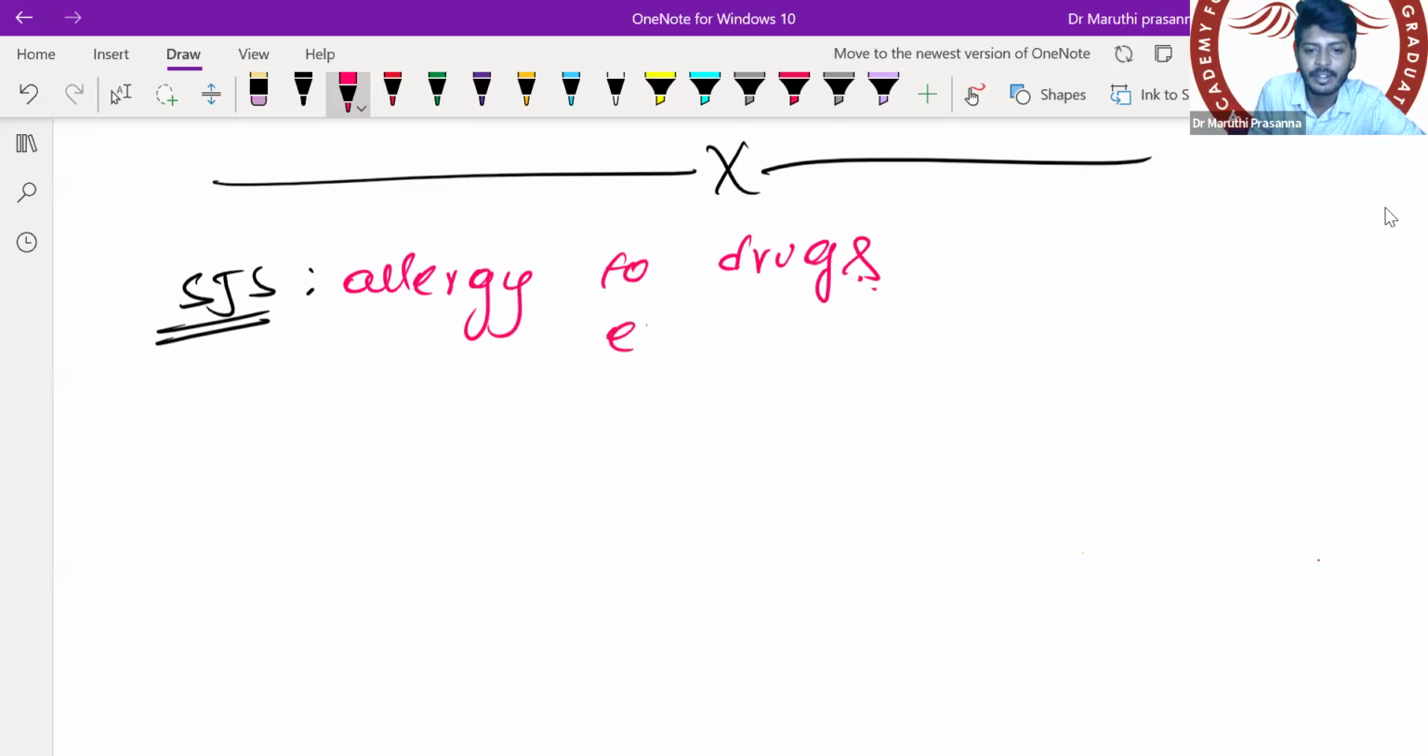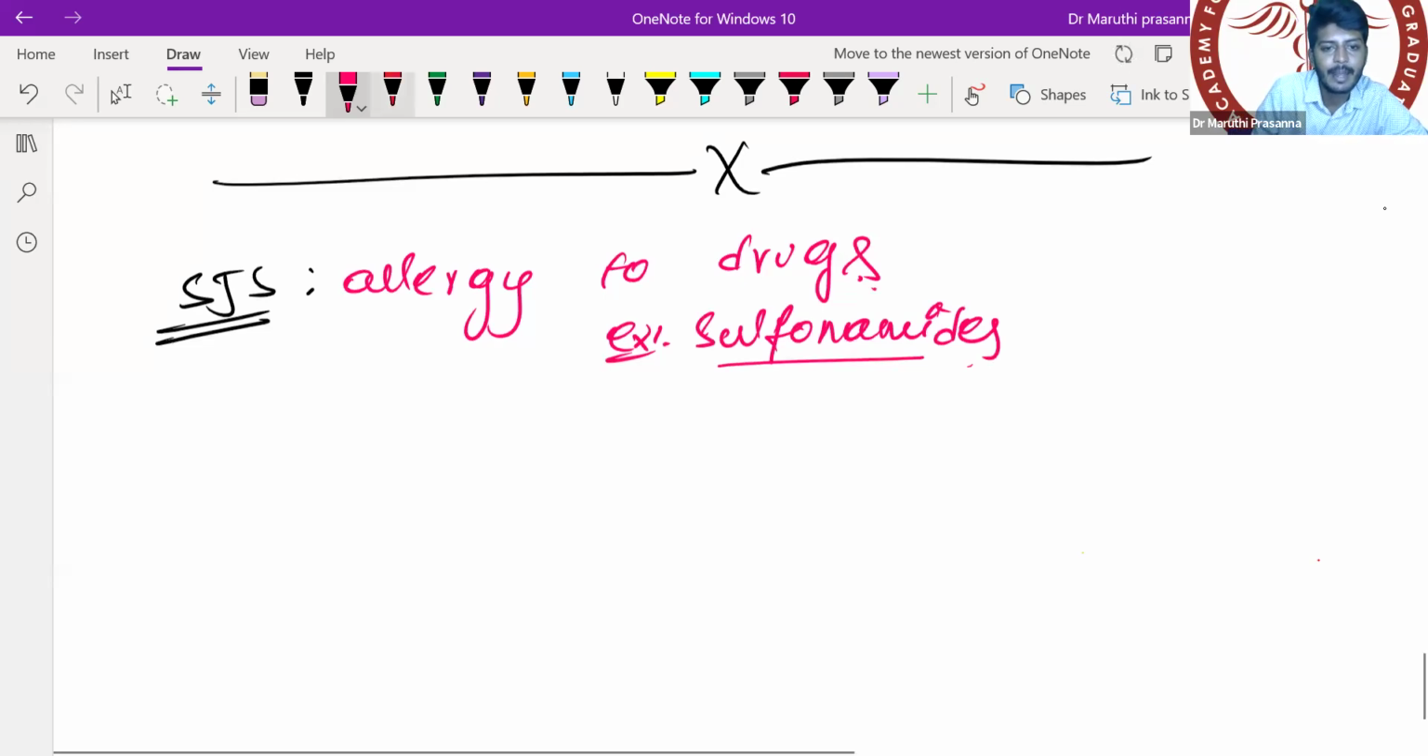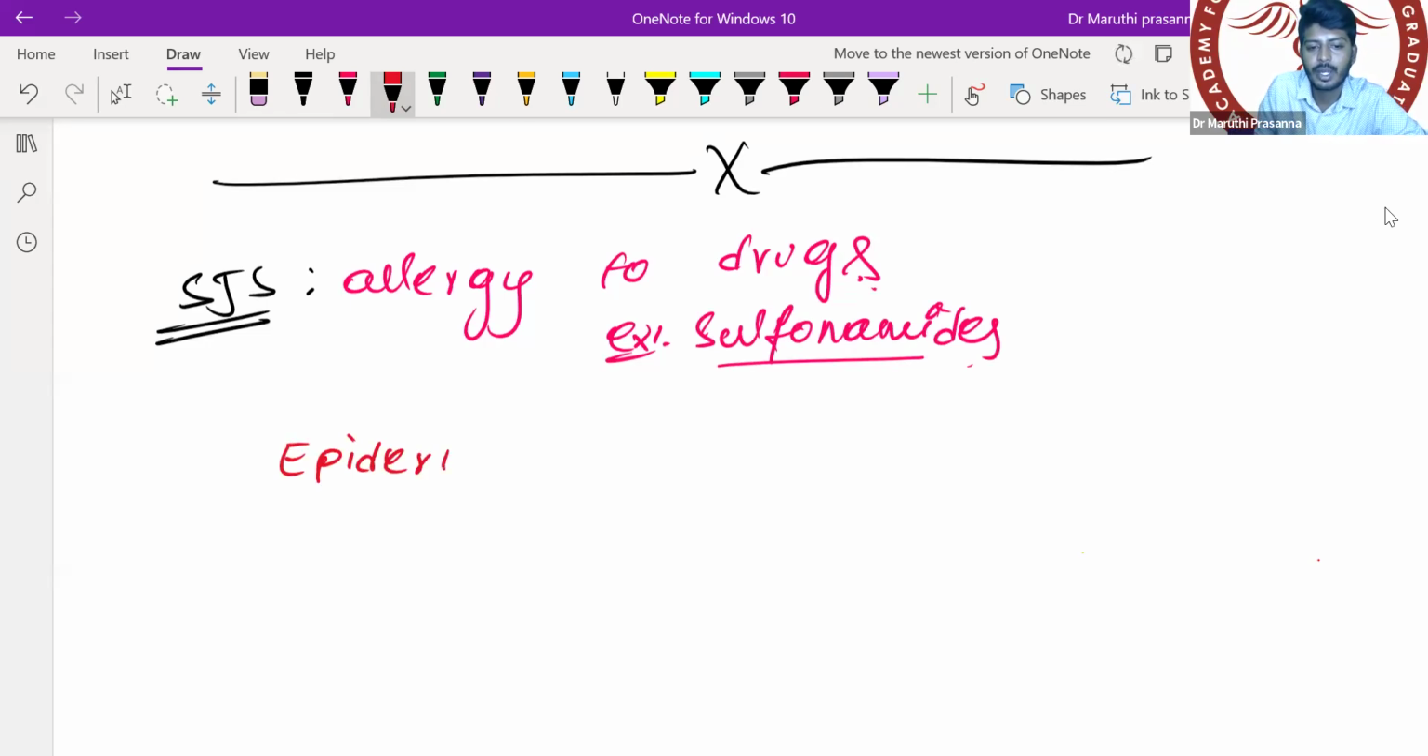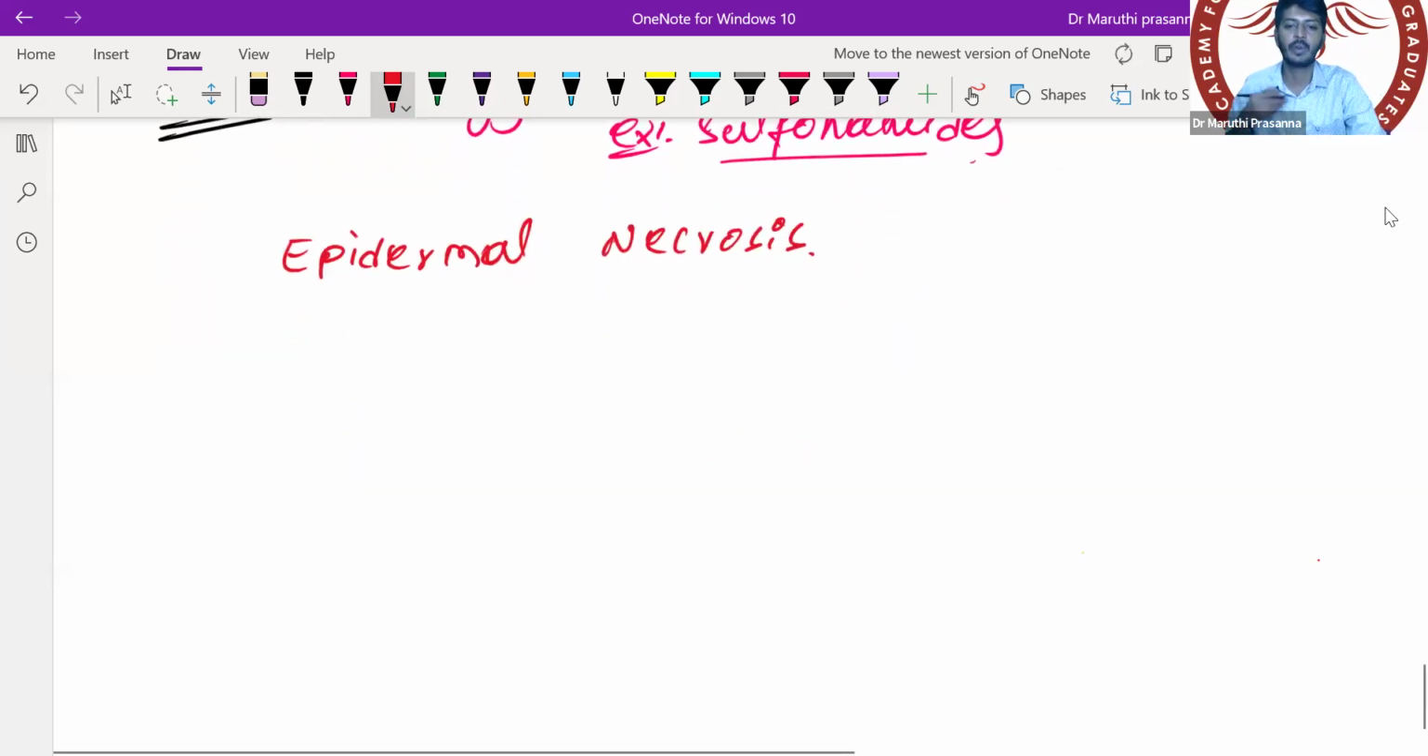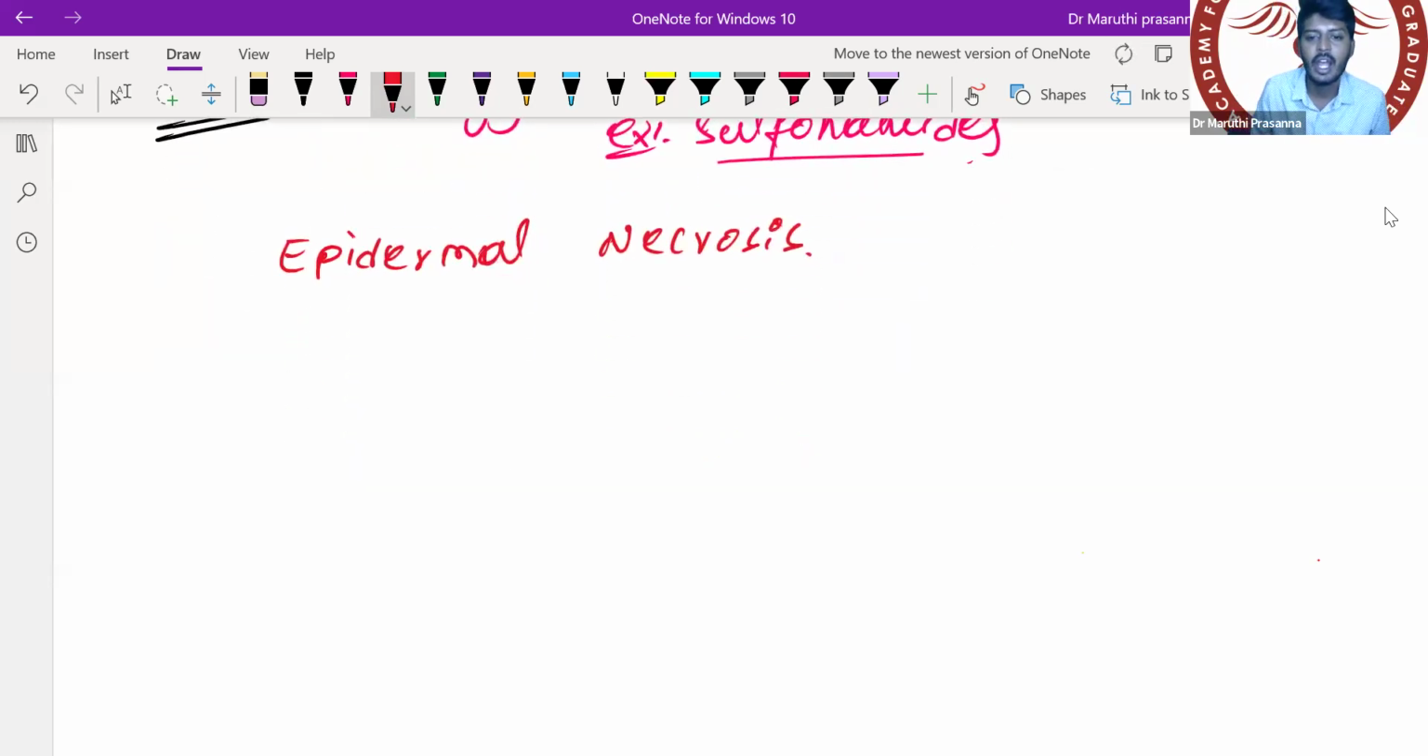The main example is sulfonamides. Which drugs? Sulfonamides. Allergy to sulfonamides mainly. So here there will be epidermal necrosis. Again, epidermal necrosis is of multiple types. When there is epidermal necrosis, look at the body surface area.